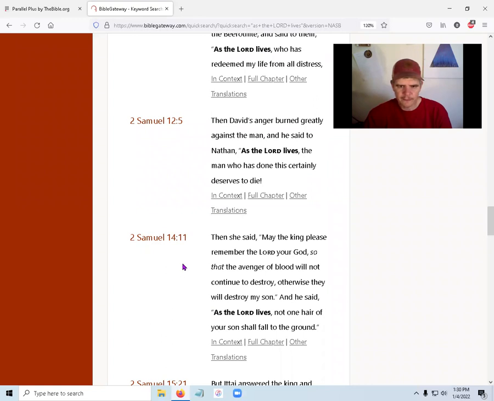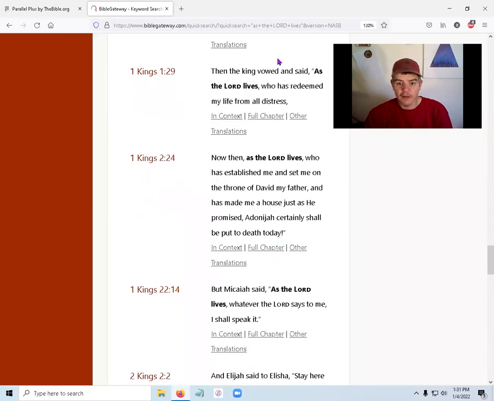"David's anger burned greatly against the man and he said, as the Lord lives, the man who has done this shall certainly die." Certainly deserves to. "The king vowed and said, as the Lord lives, who has established me and set me on the throne of my father David, Adonijah shall certainly be put to death." That man, as the Lord lives, is all about being put to death and such.